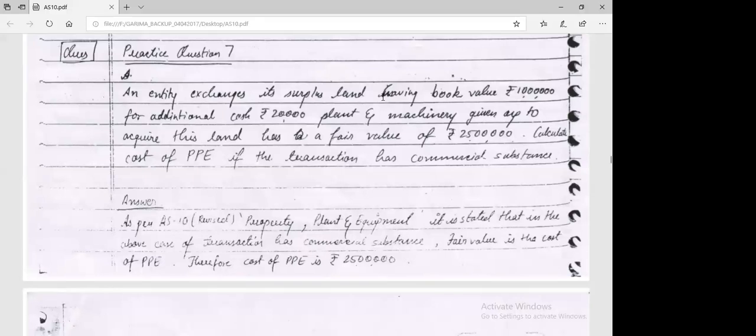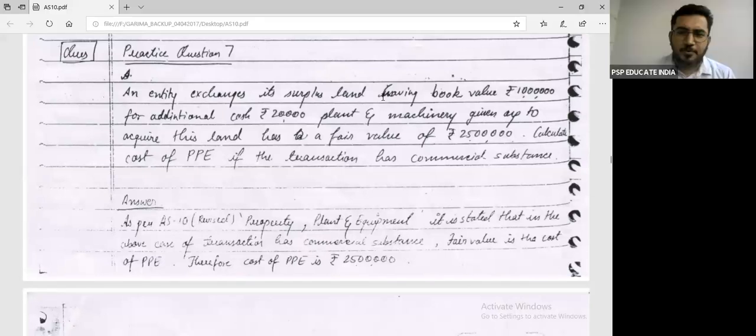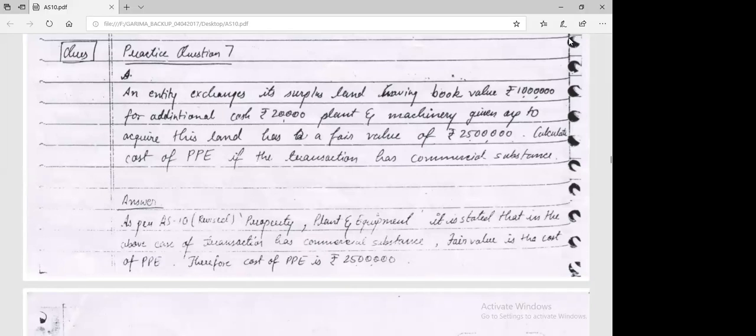It says an entity exchanged its surplus land having a book value of rupees 10 lakhs for additional cash rupees 20,000. The plant and machinery given up to acquire this land has a fair value of 25 lakhs. करना क्या है? Calculate the cost of property, plant and equipment if the transaction has commercial substance. Right. So my first question to you is: does the transaction have commercial substance or does it lack commercial substance? Sir, it has commercial substance.